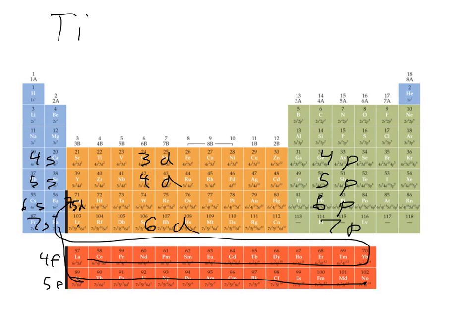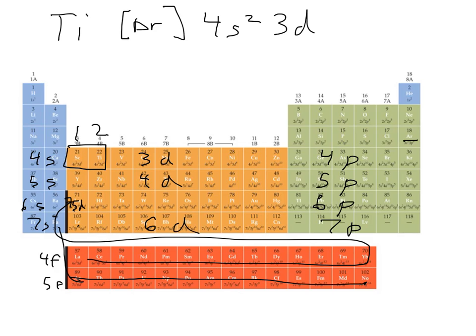All right. We've got argon as the preceding noble gas. Then we come to the 4s, and it's completely occupied, so 4s2. Then we're in here, and this is the 3d. And we're 1, 2 into it. 3d2. So that's the electron configuration of argon, of titanium.